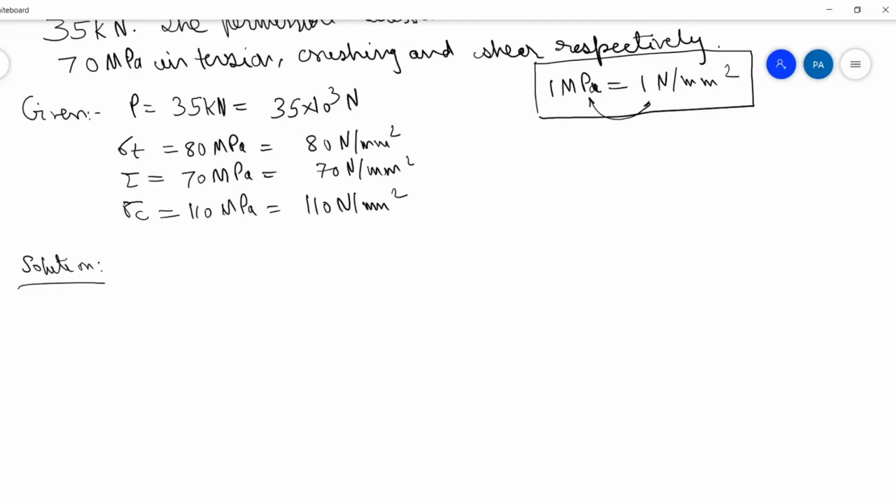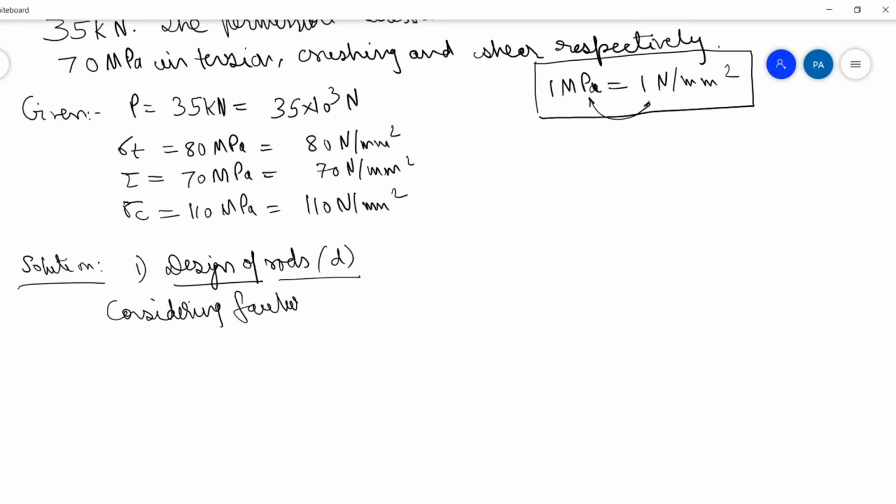Now first what will we do? We will design the rod. So you can write like this: design of rods. And what is the notation we have used? d is the notation for diameter of rod. So you can write like this: considering failure of rod in tension, P equal to pi by 4 d square into sigma t.